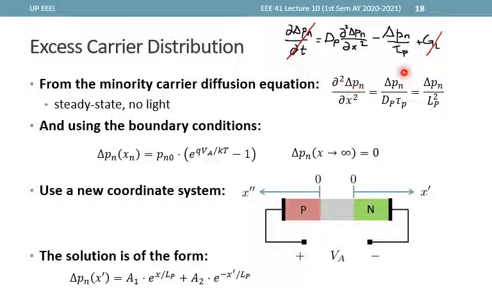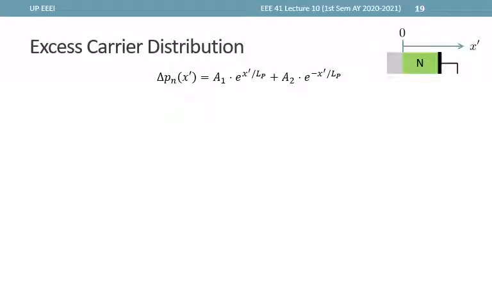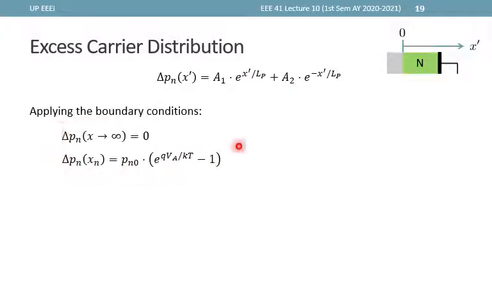So again, the general solution for this one is of this form, and we'll use these boundary conditions to solve the equation. Now we start with this general solution, although note that we are using the axis x prime for the whole concentration at the quasi-neutral region at the n side. Now applying our two boundary conditions, we will actually get these two solutions right here.